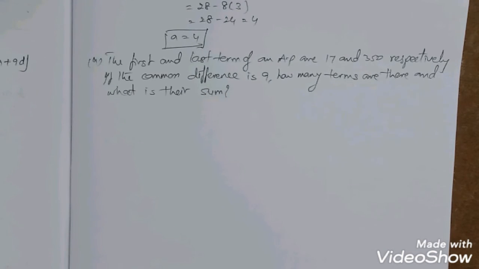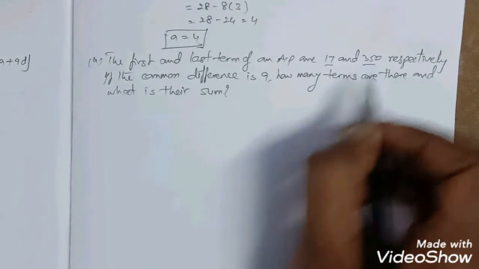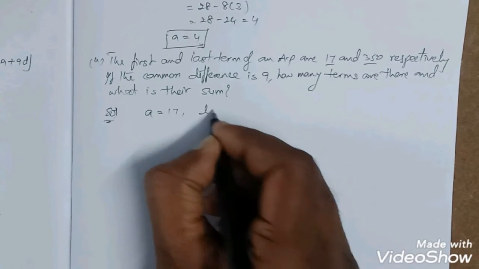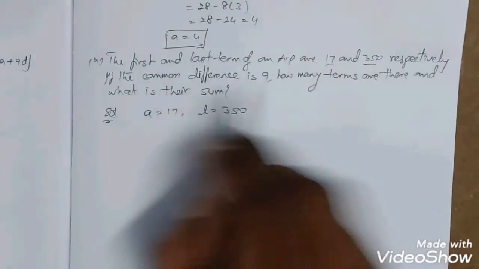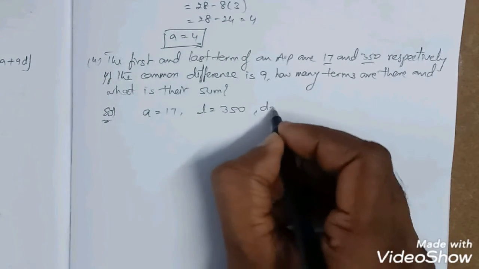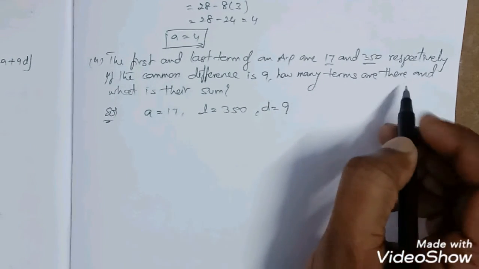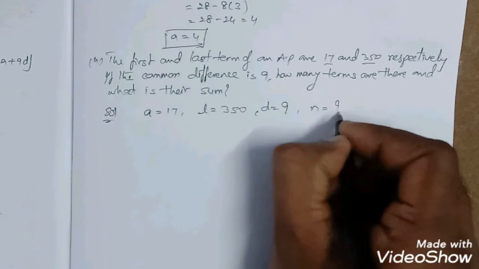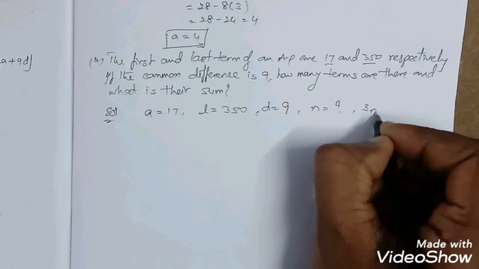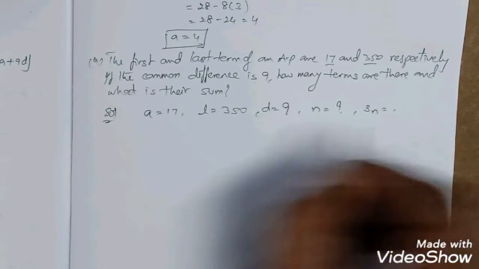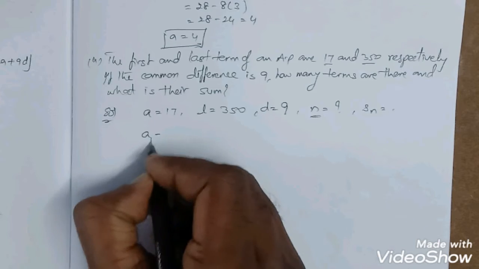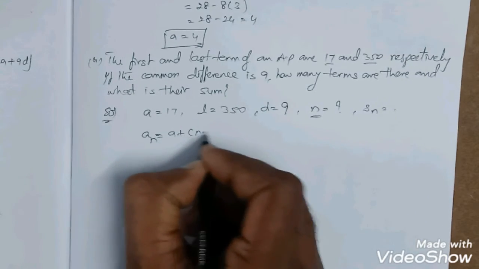Okay, so next question is the first and last term of an arithmetic progression are 17 and 350. So here first term is given as 17 and the last term is given as 350 respectively. If the common difference means D is given as 9, now how many terms are there and what is their sum? Means you have to find n value and also we have to find Sn terms, means sum of their terms. First you find n. So to find n you have a formula here. An is equal to A plus n minus 1 into D.